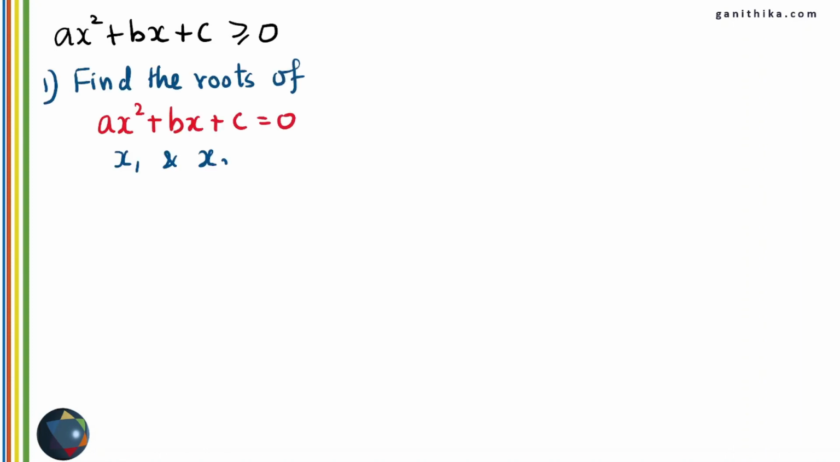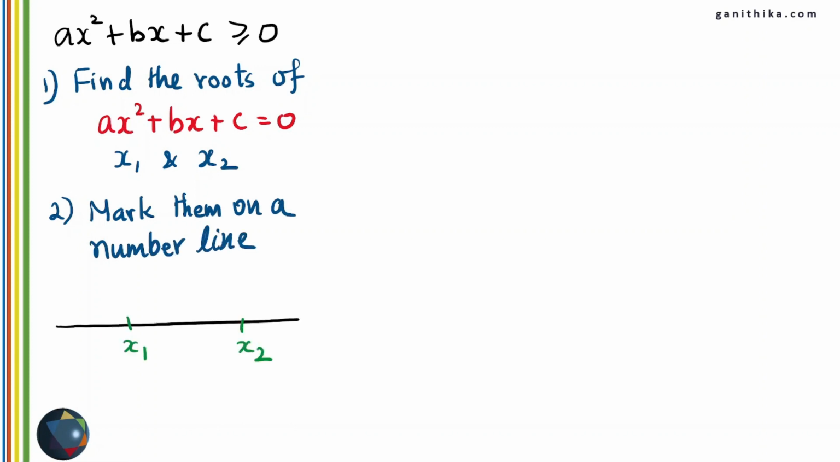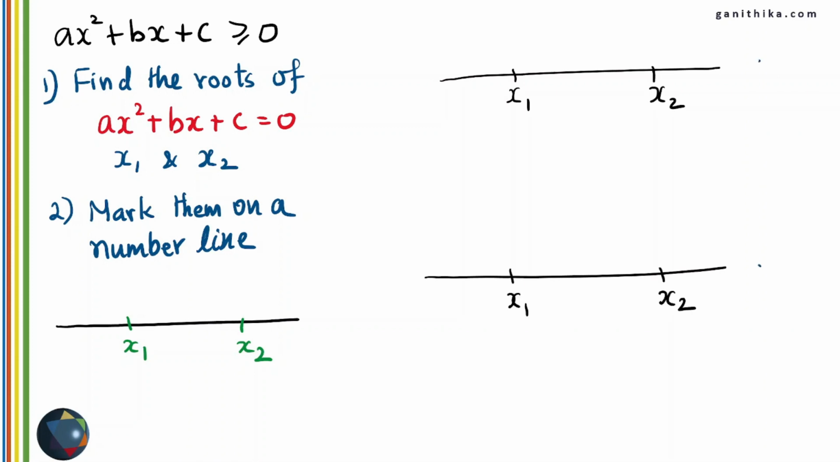Using the graphical method, you will do everything as per the same method as before until you draw the number line. Once you draw the number line, you look at the value of a, whether it is positive or negative. a is the leading coefficient of ax square plus bx plus c. If a is positive, the graph opens upward. If a is negative, the graph opens downward.